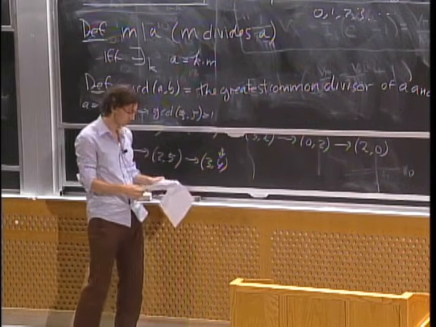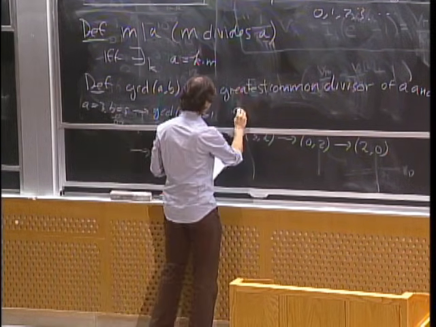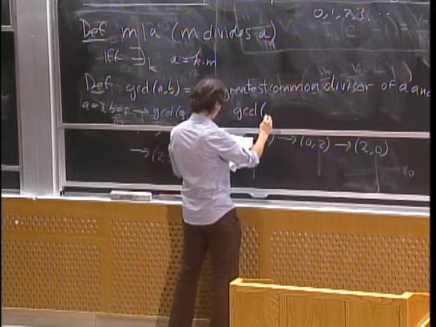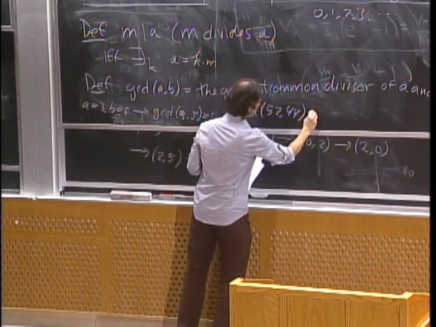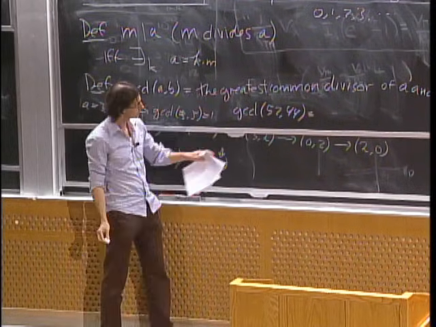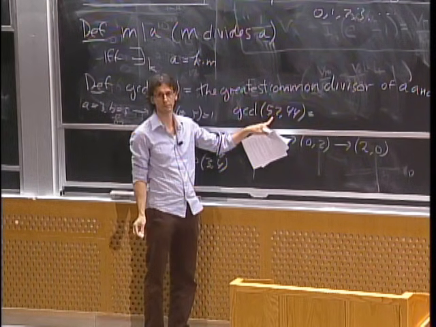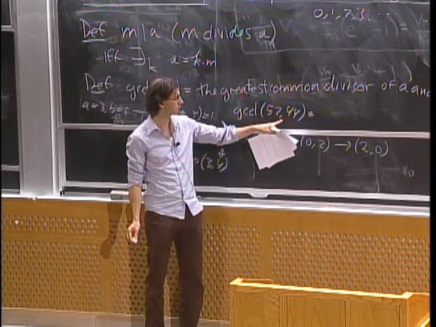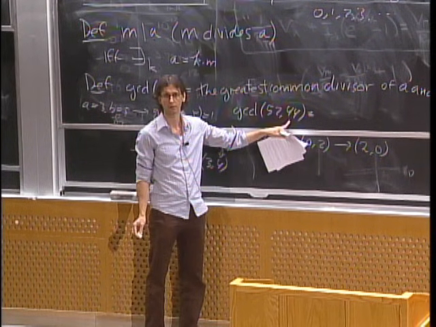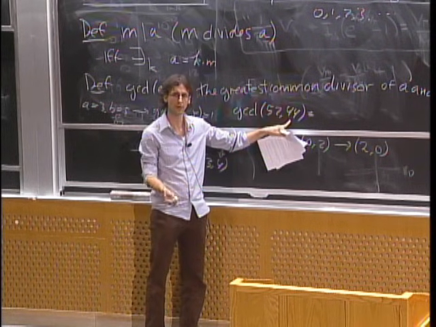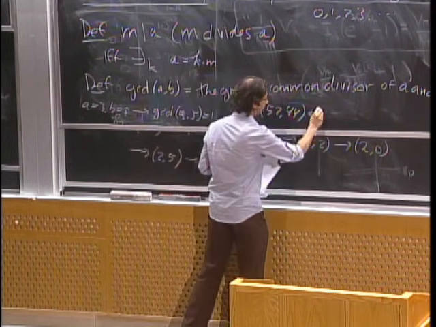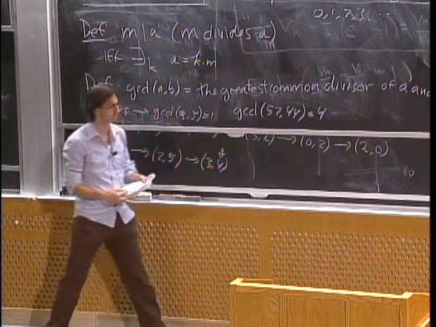Another example: if we have the GCD of, say, 52 and 44, what's this equal to? Well, 52 is 4 times 13, and 44 is 4 times 11. So 4 divides both of them, but nothing larger can divide both of those. So this is equal to 4.